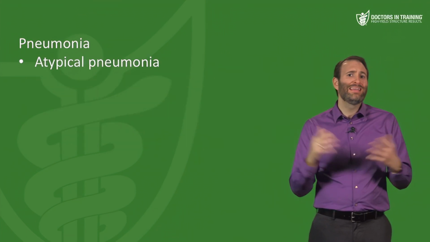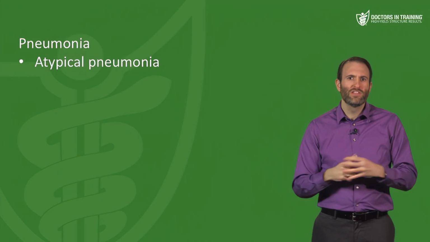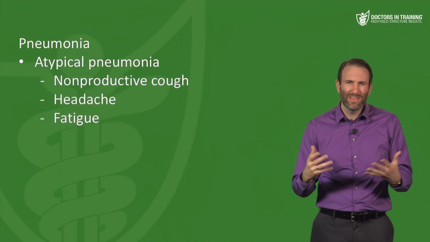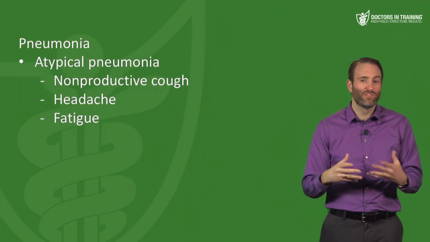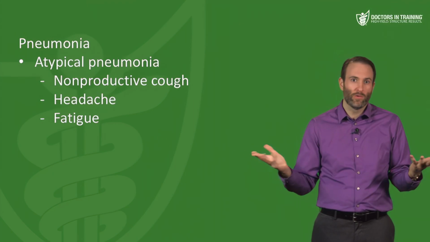Now let's talk about atypical pneumonia. Atypical pneumonia will present with less severe symptoms. Patients generally have a non-productive cough. They have some headache, they have some fatigue, but overall they can still function in everyday activity. Some people are still going to work. And this is often even referred to as walking pneumonia because people are walking around while they have it.